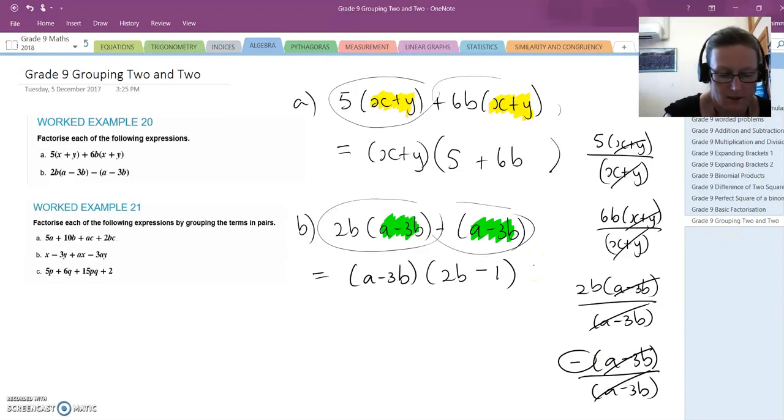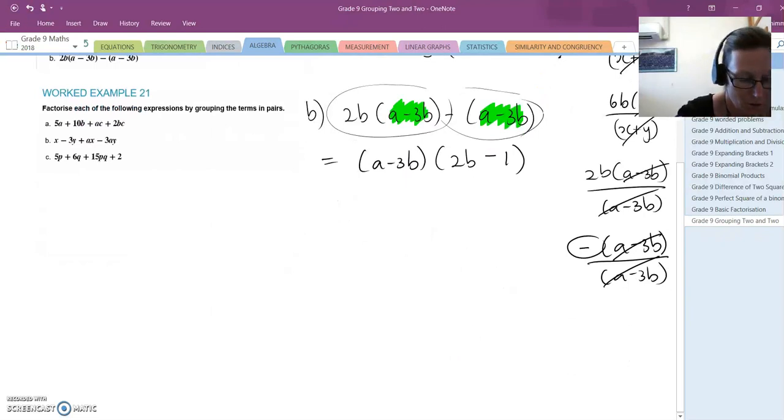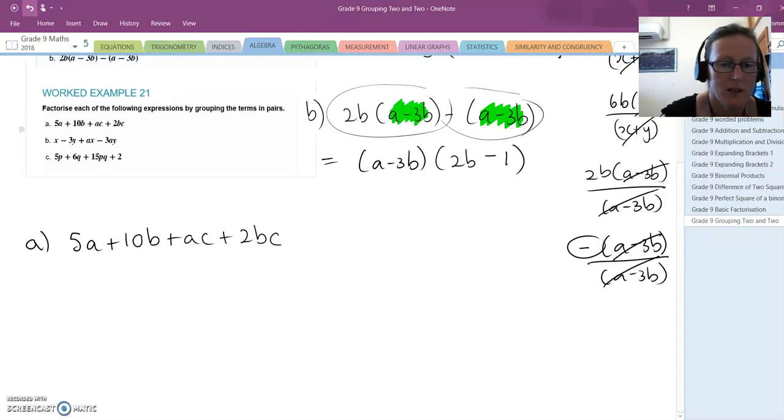Okay, in worked example 21, an extra step is involved. So in 21a, we have got 4 terms. I'll read out what I read out earlier. If an algebraic expression has 4 terms and there's no common factor in all of those terms, so in this case there is no common factor to those 4 terms, it may be possible to group the terms in pairs and find a common factor.